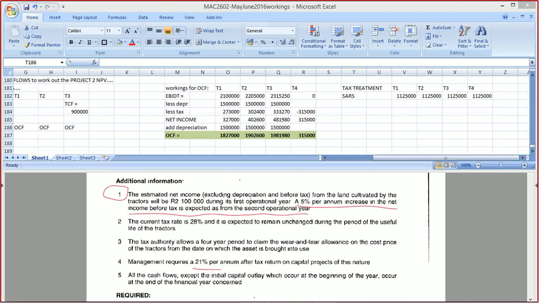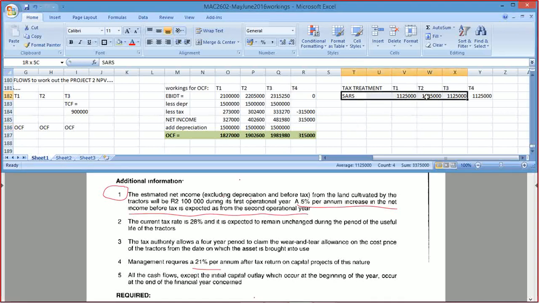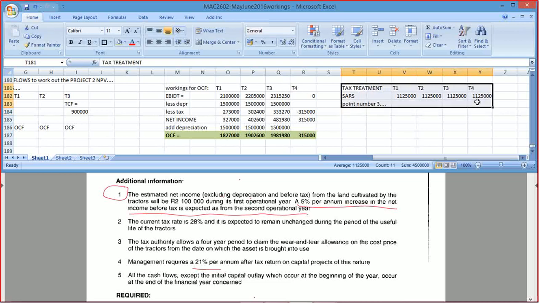If you can just go over that tax treatment for SARS again. Okay, so SARS is going to be writing off wear and tear over 4 years. That's what they said. Yes, sir. Point number 3. Okay, so SARS will be allowing you a wear and tear allowance or deduction of only 1,125,000. Do you agree? Yes, sir.